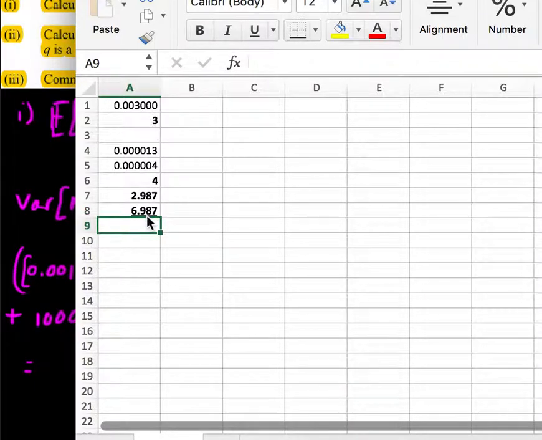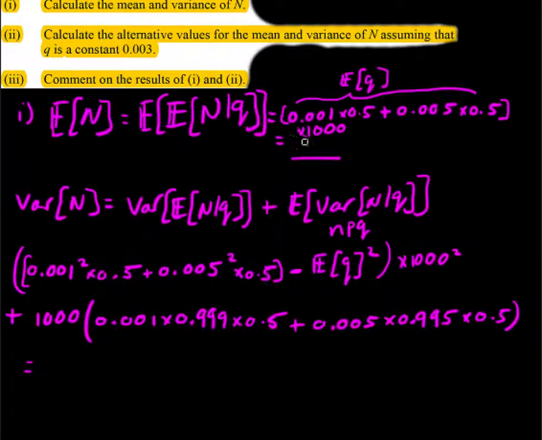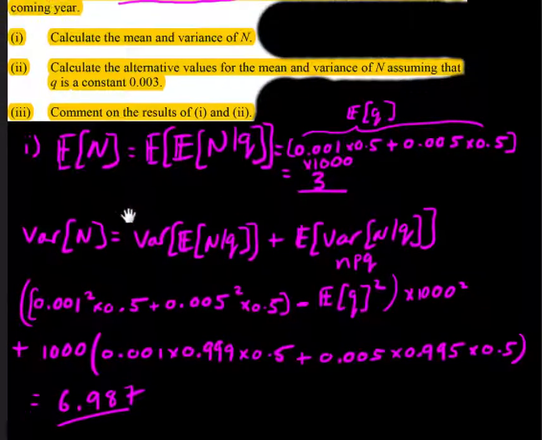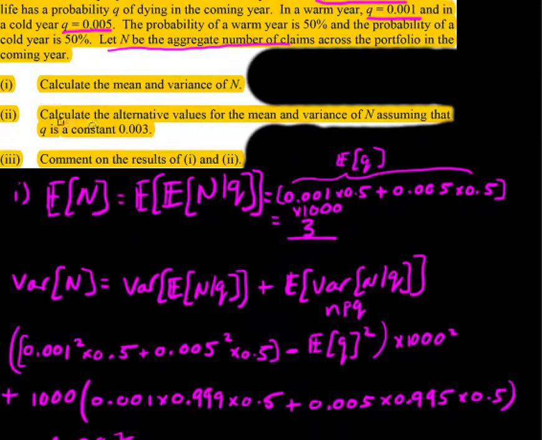So we've got 3 and 6.987. So let's write that down. That's 3 over there, which is the mean of N, and 6.987, which is the variance of N. Okay, so first bit done. That should hopefully cover a lot of the marks.